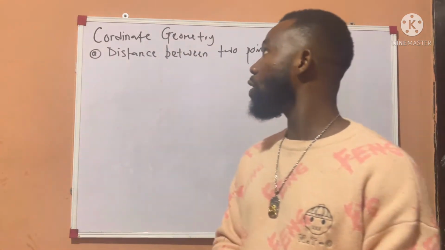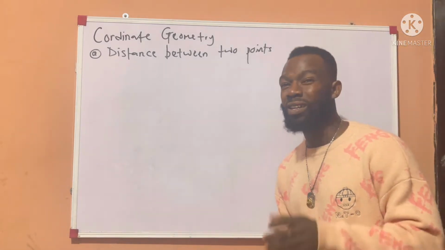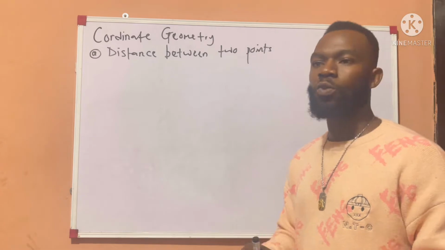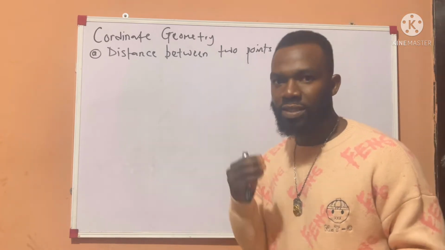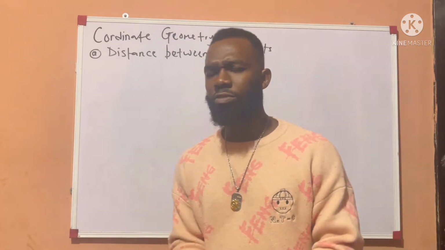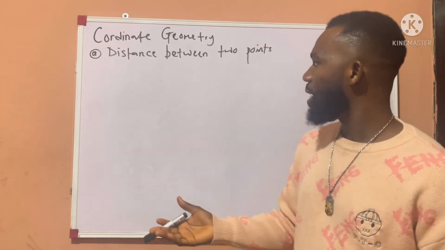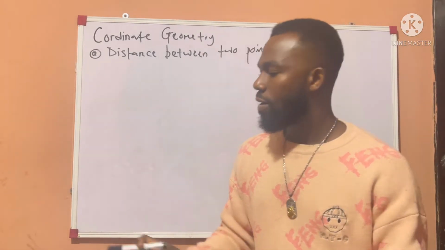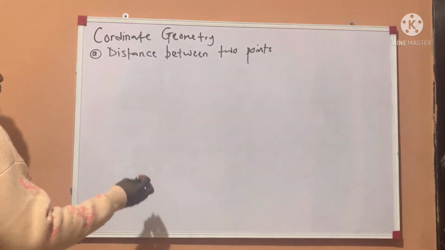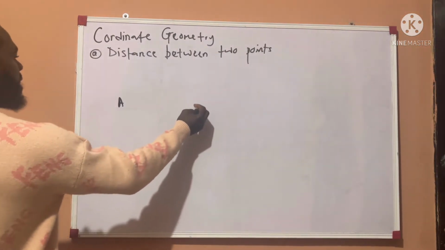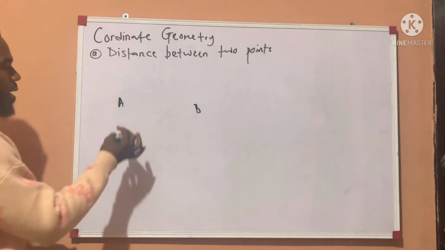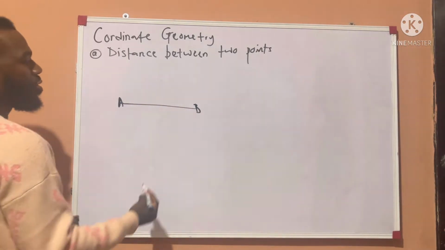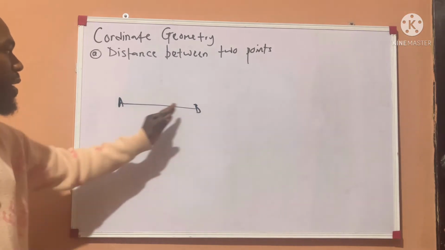So the first part of coordinate geometry, which we are going to be looking at today in this video, is known as the distance between 2 points. Naturally, the distance between 2 points is the length of the line segment that is connecting the points. If, for instance, I have point A, and then I have point B, and then a line is drawn, the line drawn is actually the distance between point A and point B.